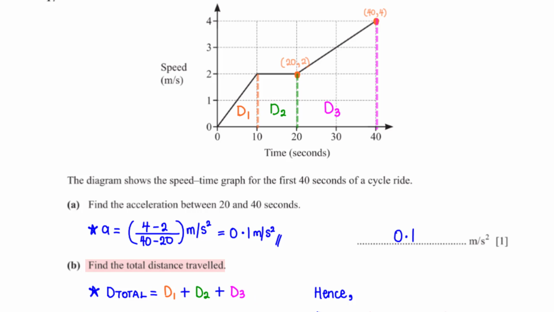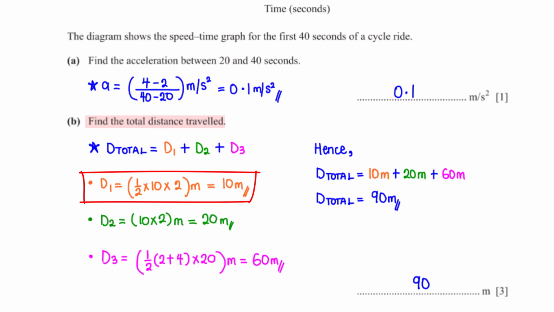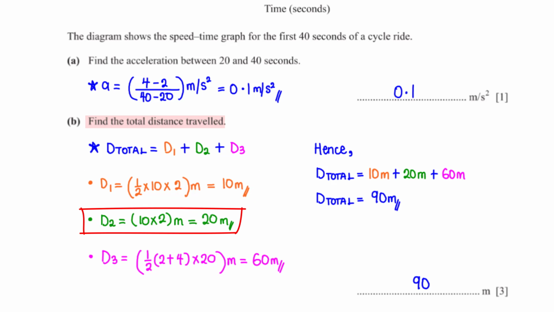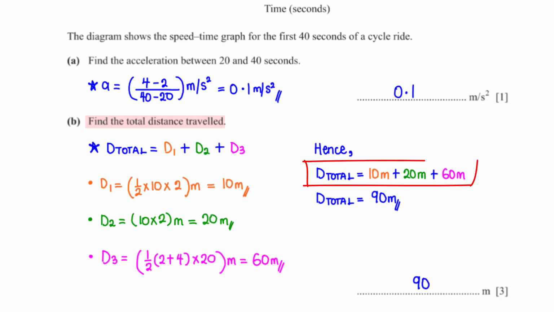D1 is in the shape of a triangle. And so we have half times 10 times 2, which is equal to 10. D2 is a rectangle, so we have 10 times 2, which is 20. D3 is a trapezium, so we have half of 2 plus 4 times 20, which is 60. And so for the total distance traveled, we have 10 meters plus 20 meters plus 60 meters, which is equal to 90 meters.